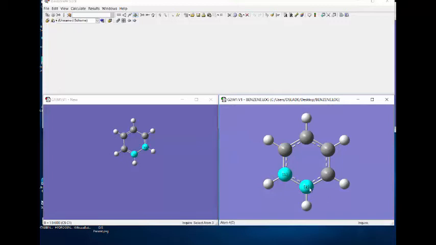And again, the key feature to recognize is that every single one of these carbon-carbon 1.5 bonds, if you will, is 1.388 angstroms, but they're all the same. This is a symmetrical molecule. So the reality of benzene is going to be symmetry.